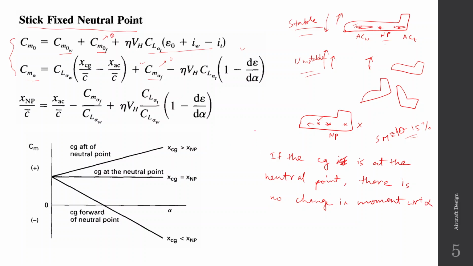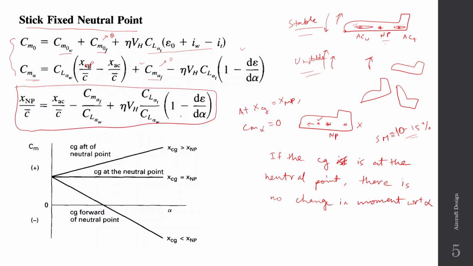So this basically means that at xcg equal to xnp, Cm alpha is 0. So you can put those things over here. You can replace xcg by xnp and equate Cm alpha equal to 0, and then you will get this expression, that xnp by c bar is this.